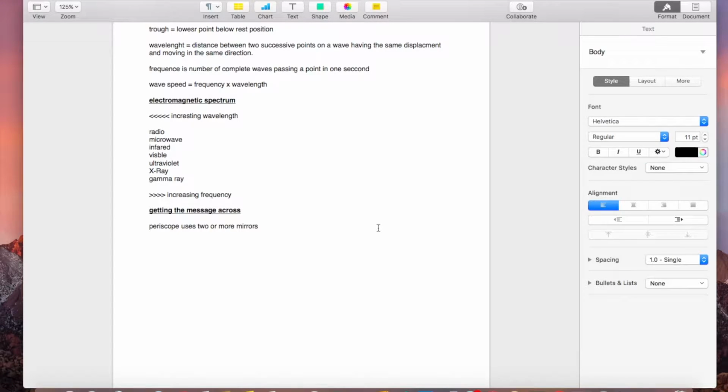Refraction occurs because the speed of the wave decreases as the wave enters a more dense medium, and increases as the wave enters a less dense medium. The frequency stays the same but the wavelength changes.